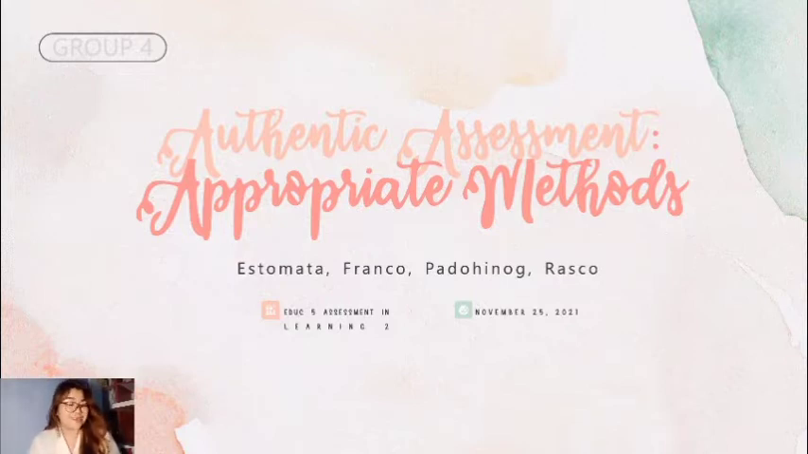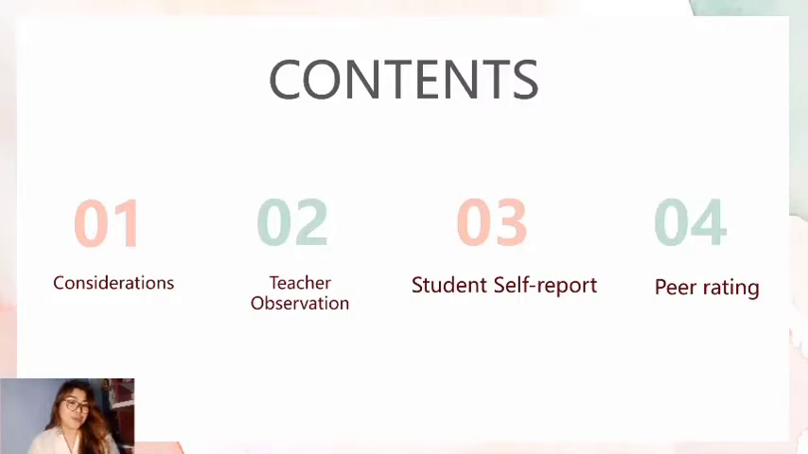Today we will discuss the following topics under the appropriate methods of authentic assessment. So first we have the considerations, second is the teacher observation, third is the student self-report, and lastly is the peer rating.